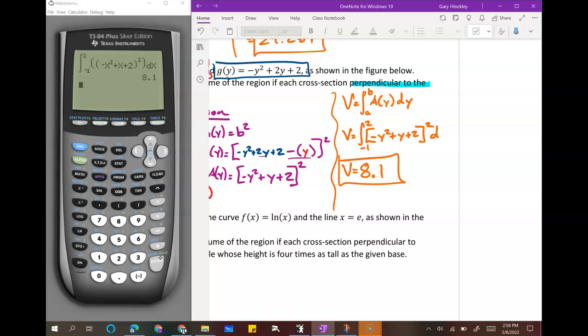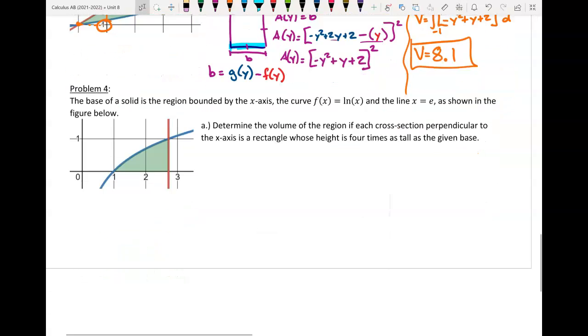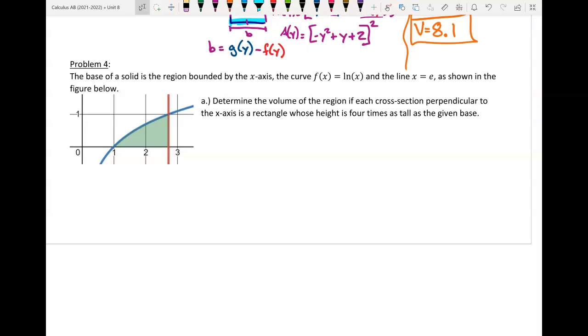Okay, so let's go ahead and look at just one more here. The base of a solid is a region bounded by the x-axis, the curve ln of x, and the line x equals e. We see we have that blue curve, so that is our f of x here. The vertical line is our line x equals e, so that makes sense why it's there, because e is about 2.71, so that's in the correct location as shown in the figure below.